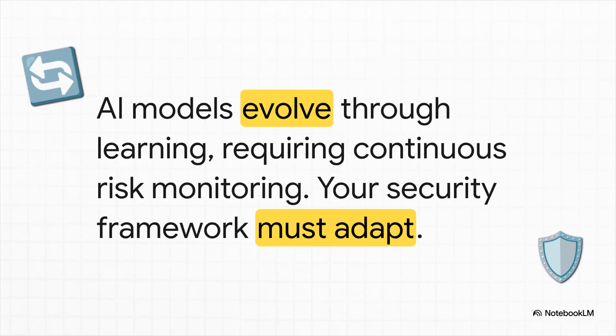Think about it like this. With a normal app, you apply a patch, and you're good, for a little while anyway. But an AI model changes every single time it learns from new data. This means we have to completely shift our thinking, right? We have to move away from a one-time security audit to a state of continuous risk monitoring. Your security framework has to become a living, breathing process that evolves right alongside the AI it's meant to protect.